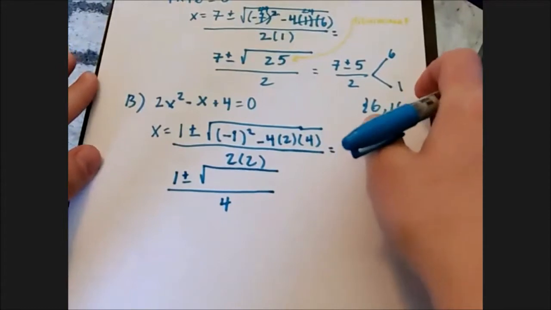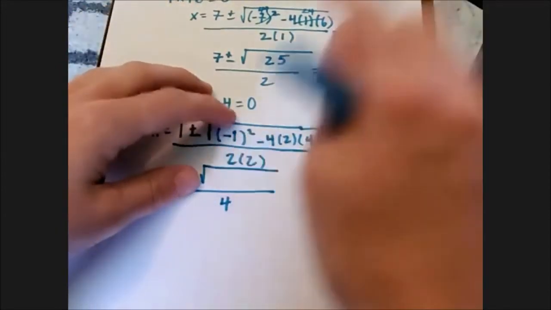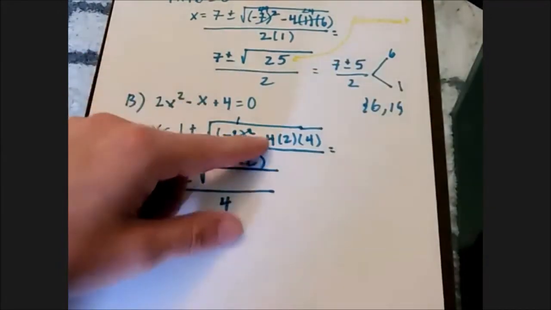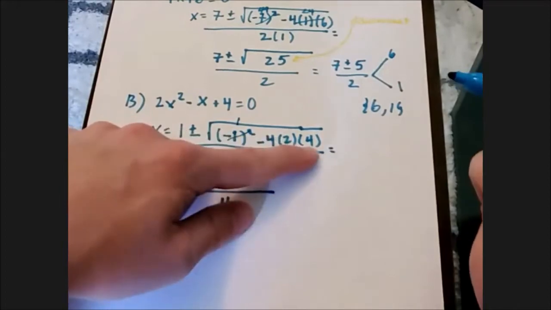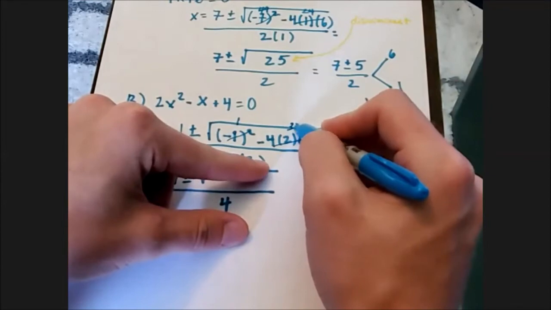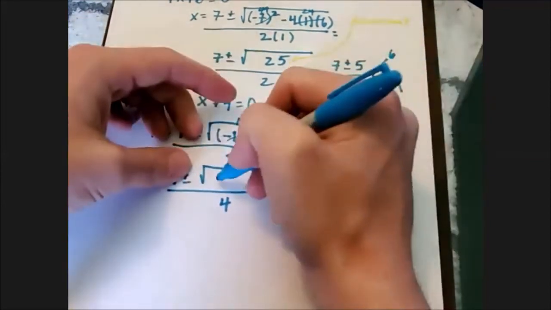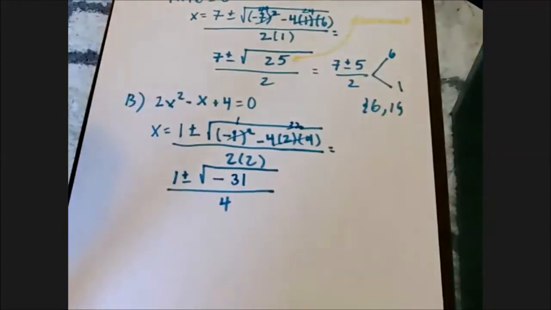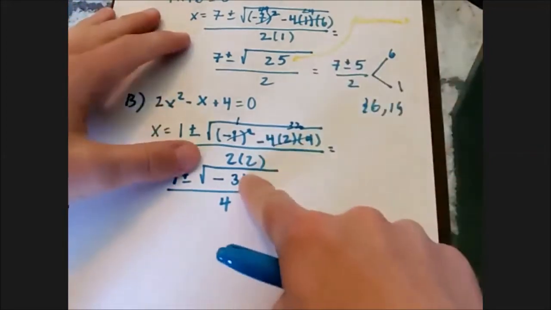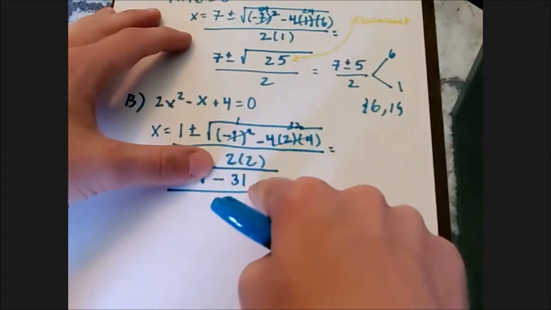We start our simplification inside the root. Please be very, very careful here. We have -1 squared, which of course is just the number 1. And then we have 4 times 2 times 4, which is 32. So we end up doing 1 minus 32, which is -31. Again, if they ask what's the discriminant, your discriminant value is -31. And that's your b squared minus 4ac.